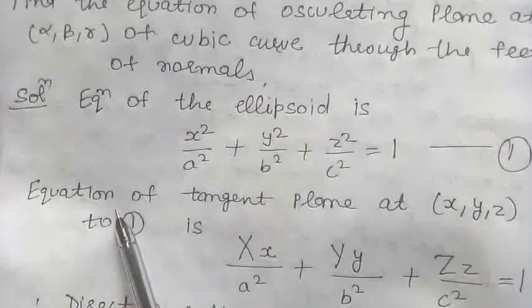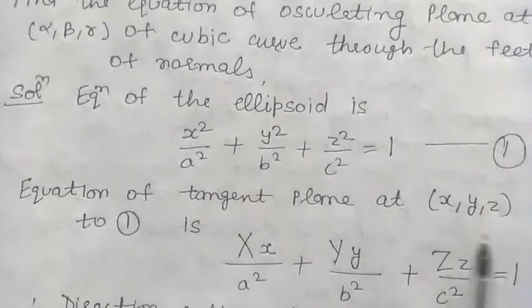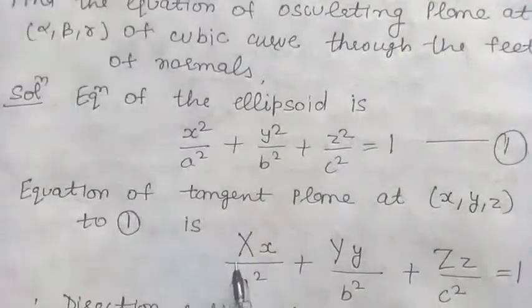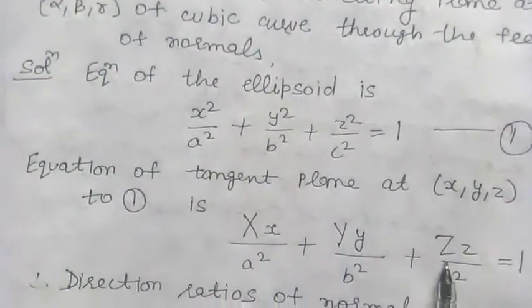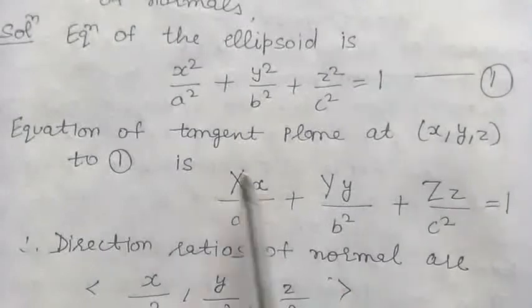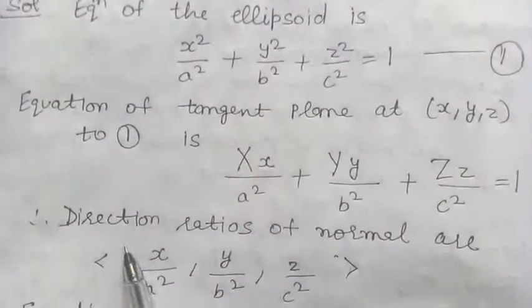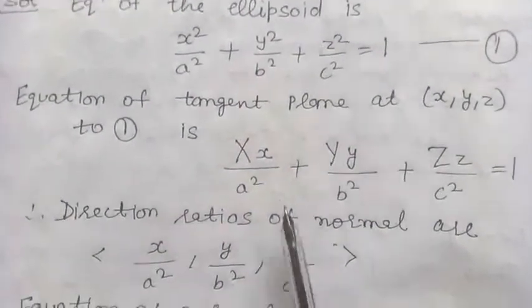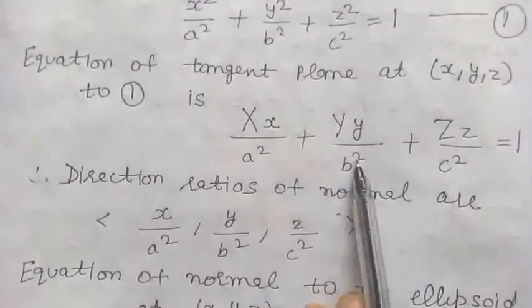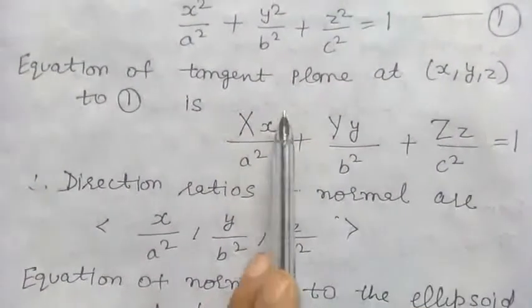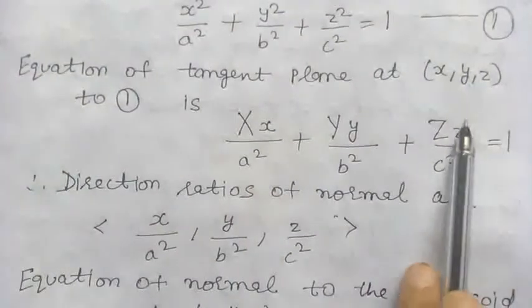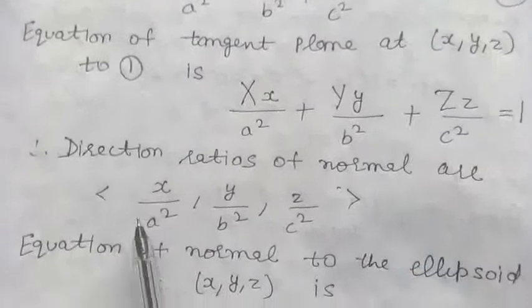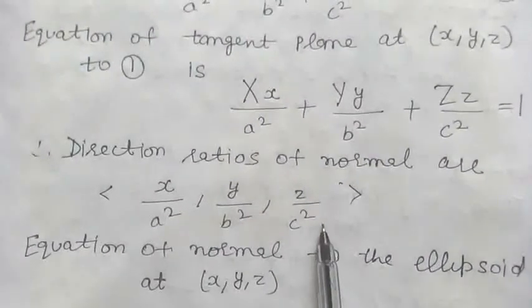Now the equation of the tangent plane at the point (x, y, z) is obtained by changing x square into xx, y square into yy and z square into zz. So we have obtained the equation of the tangent plane. Now the direction ratios of the normal are the coefficients of x, y, z in the equation of the tangent plane. So the coefficient of x is x by a square, the coefficient of y is y by b square, the coefficient of z is z by c square. So these are the direction ratios of the normal to the plane.